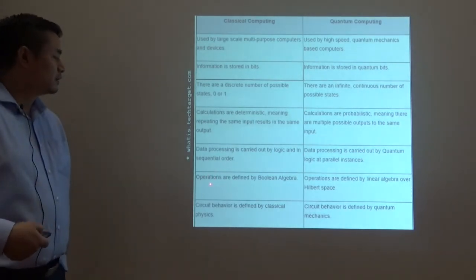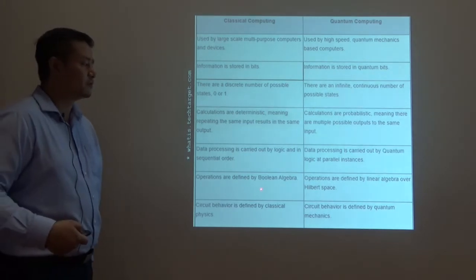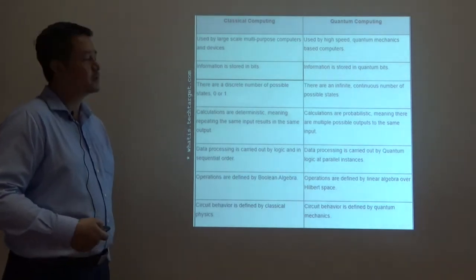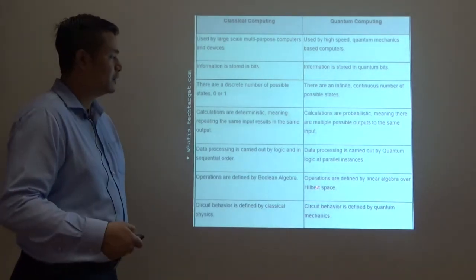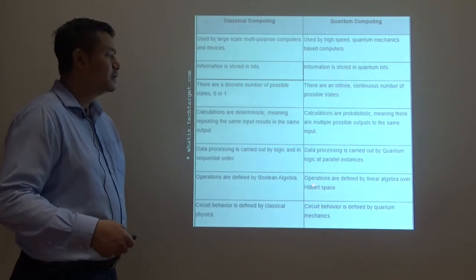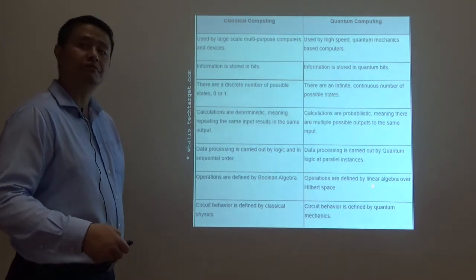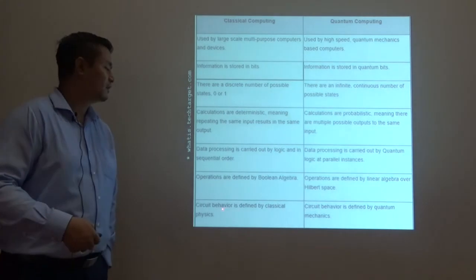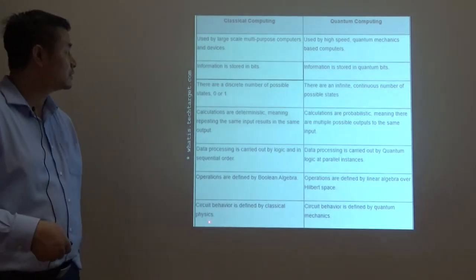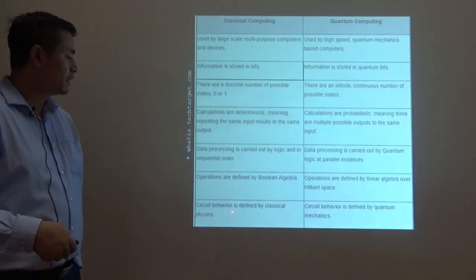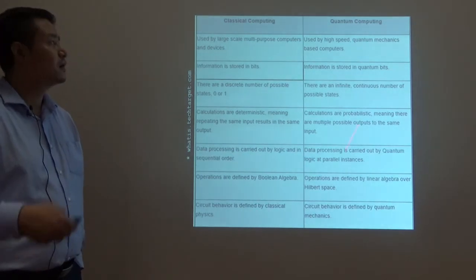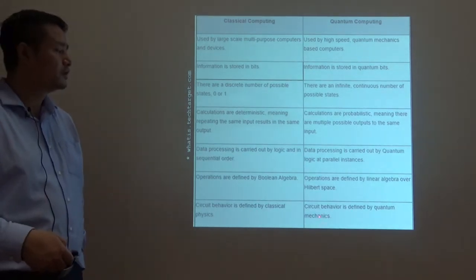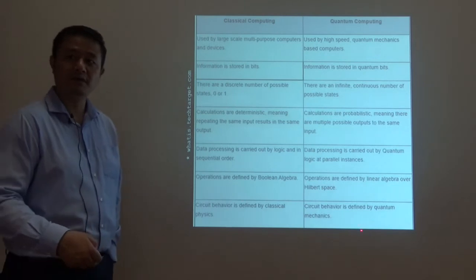Classical computing operations are defined by Boolean algebra, the zeros and ones that we are familiar with. However, in quantum computing, they are defined by linear algebra over a Hilbert space. These are quite theoretical. In classical computing, circuit behavior is defined by classical physics. However, in quantum computing, circuit behavior is defined by quantum mechanics.